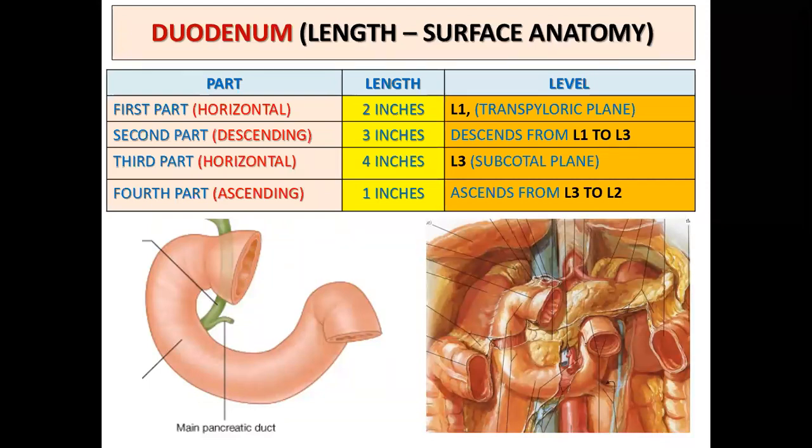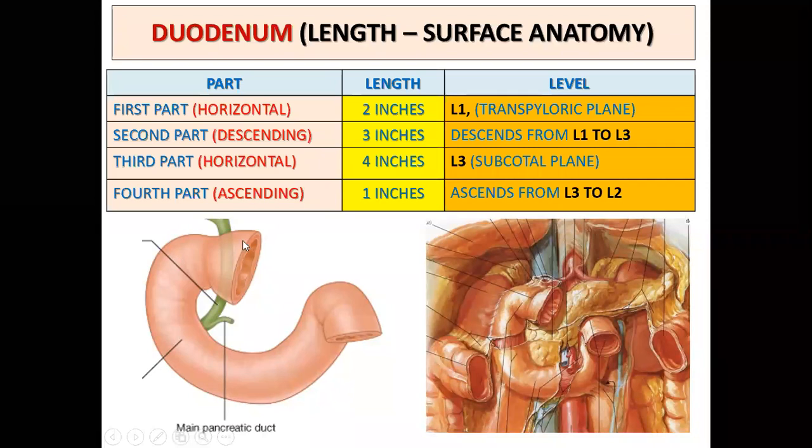Now coming to the parts of the duodenum. If you see here, there are four parts: first, second, third, and fourth. The first part is horizontal. Here is the pylorus of the stomach, and it continues as the duodenum. This is the first part of the duodenum. Then we have the second part, called the descending part. Then we have the third part, which is again horizontal, and the fourth part, which goes ascending. These are the four parts of the duodenum.